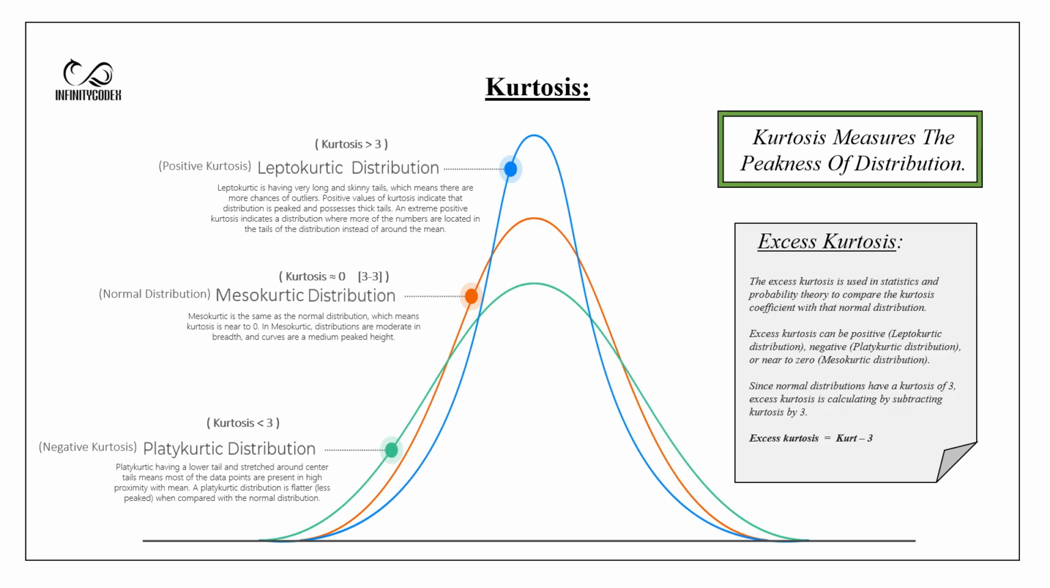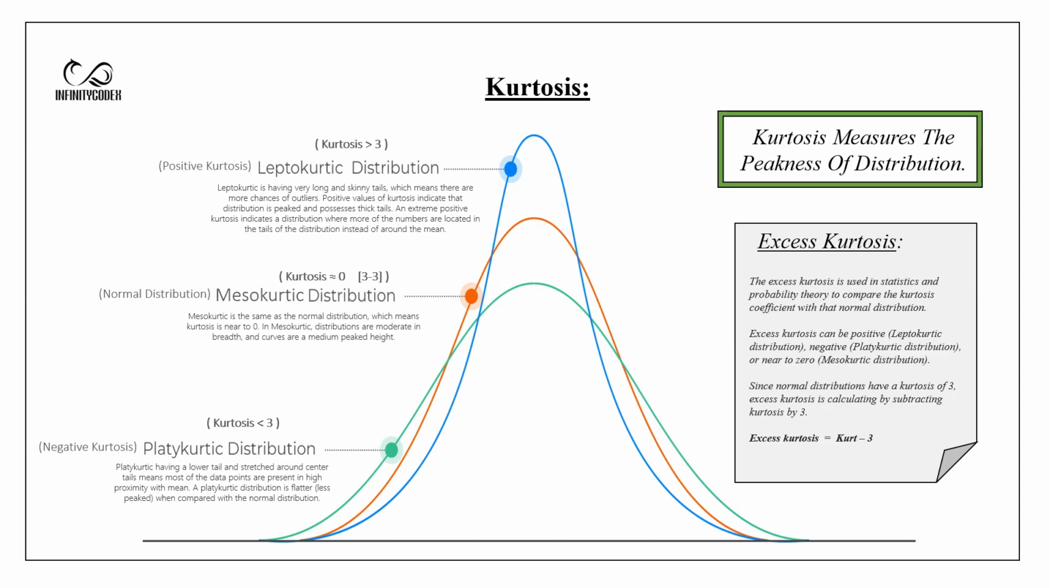Leptokurtic distribution. In this, kurtosis is greater than 3, which is also called positive kurtosis. Leptokurtic has very long and skinny tails, which means there is more chance of outliers. Positive values of kurtosis indicate the distribution is peaked and possesses thick tails. An extreme positive kurtosis indicates a distribution where more of the numbers are located in the tails of the distribution instead of around the mean.